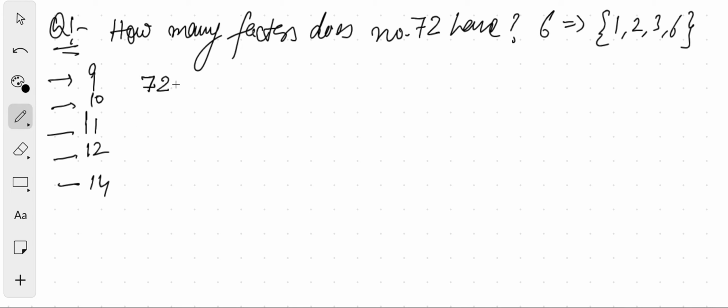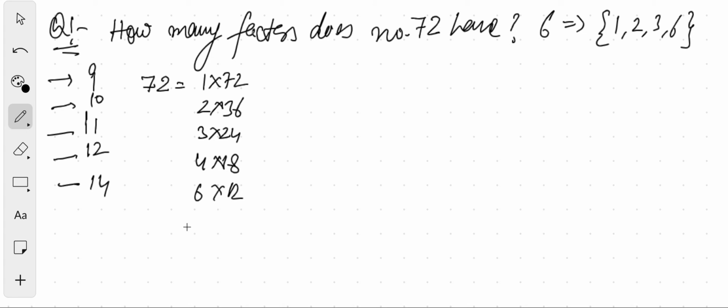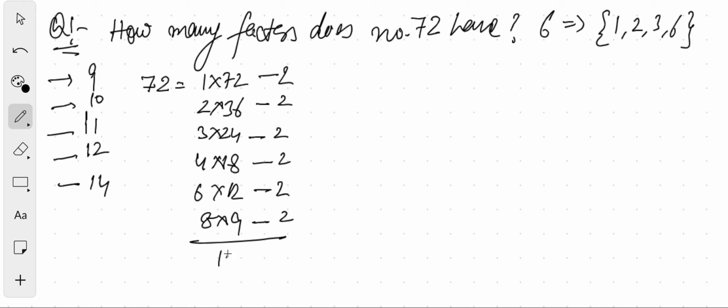72. When we start writing the number as a product of two numbers, we can write it this way: 1 times 72, 2 times 36, 3 times 24, 4 times 18, 6 times 12, 8 times 9. And then they start repeating: 9 times 8 and so on. So I'm not writing them further. The total combinations we have are 6, and every combination has 2 factors. So in total we have 12 factors.